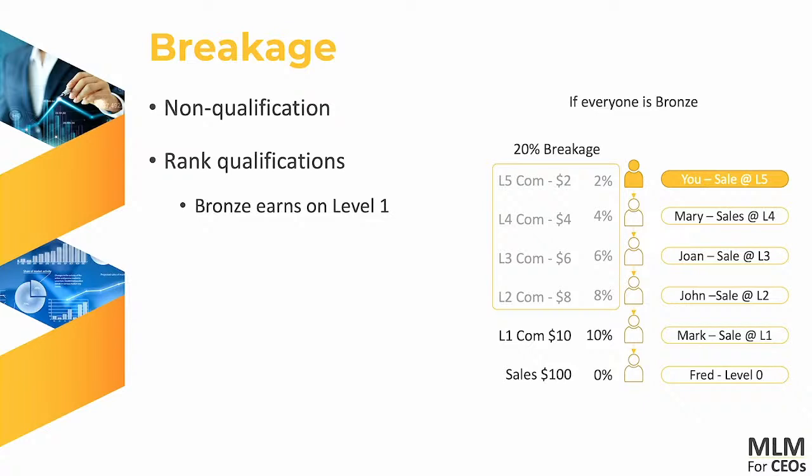Then it goes up to John and says, what rank is John? John is only a bronze. He doesn't qualify for level 2 commissions, so therefore do not pay him. Joan the same, Mary the same, you the same. So the system should have paid out 30%, only paid out 10% because John, Joan, Mary, and you were all bronze and didn't qualify for that commission. In this scenario, you can see we have 20% breakage.